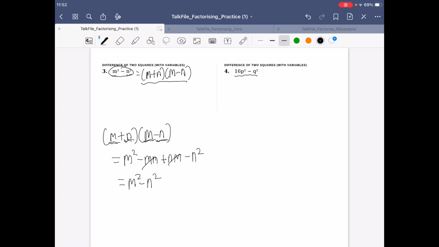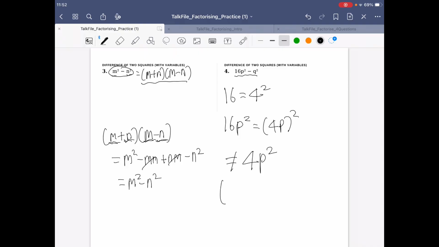Now 16p squared minus q squared. Actually 16 is 4 squared, so that's why you can change this 16p squared into 4p and then square it as a whole. It's different from 4p squared. This is basically, now this has become basic index rules.